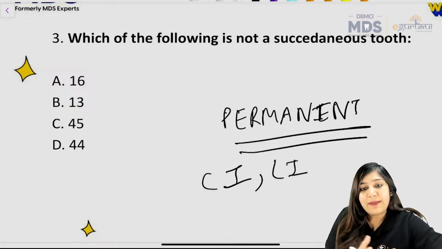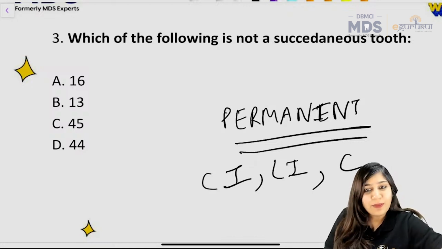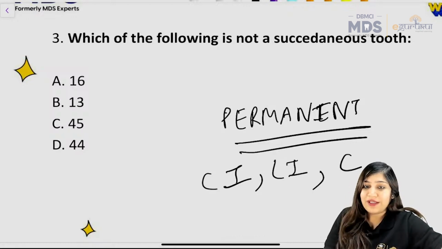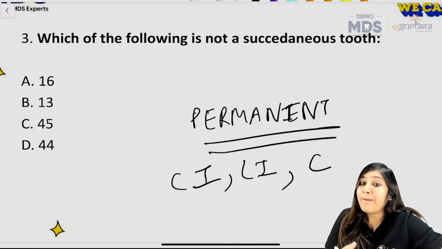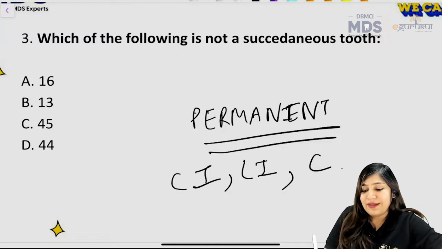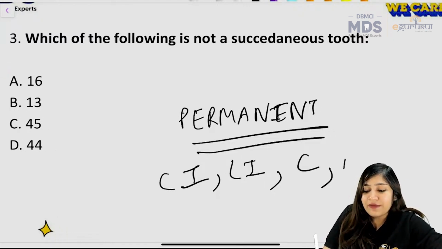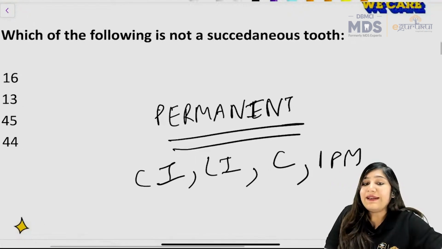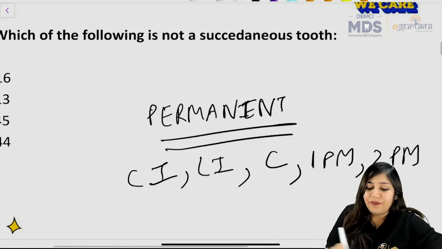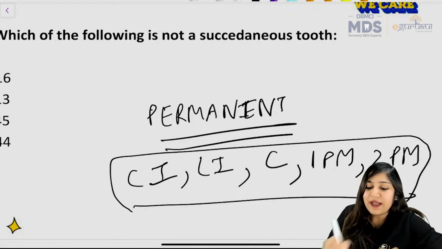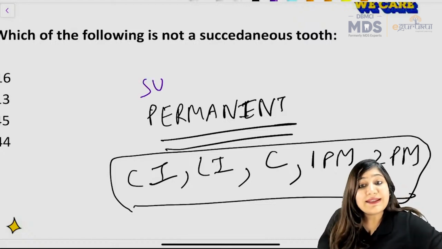Then coming to canine, primary canines are replaced by permanent canines. Okay. Then we don't have premolars in deciduous dentition. So deciduous molars will be replaced by permanent premolars. So the deciduous first molar will be replaced by the permanent first premolar, and the deciduous second molar will be replaced by the permanent second premolar. Right. So these are basically our succedaneous teeth because they are replacing the deciduous teeth.